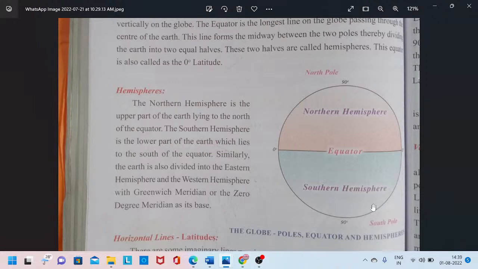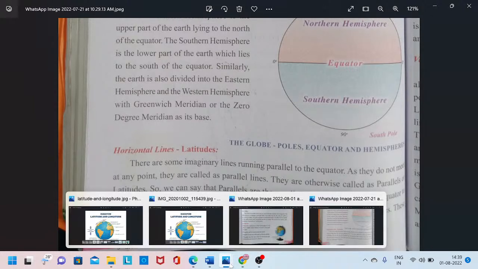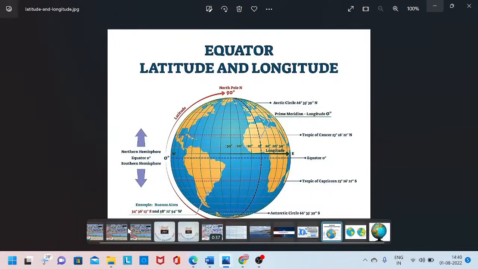Let us see what the horizontal lines are called. The horizontal lines on the globe are called latitudes. I can show you the picture here. See here, the horizontal lines. These are called latitudes, and vertical lines are called longitudes.